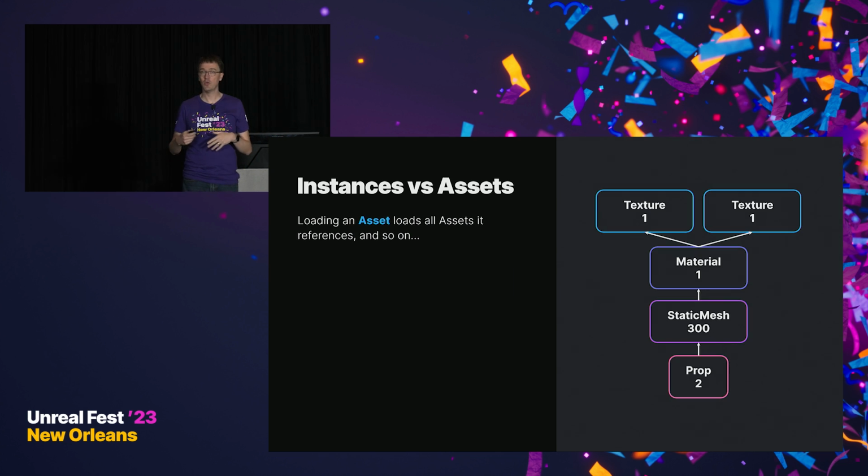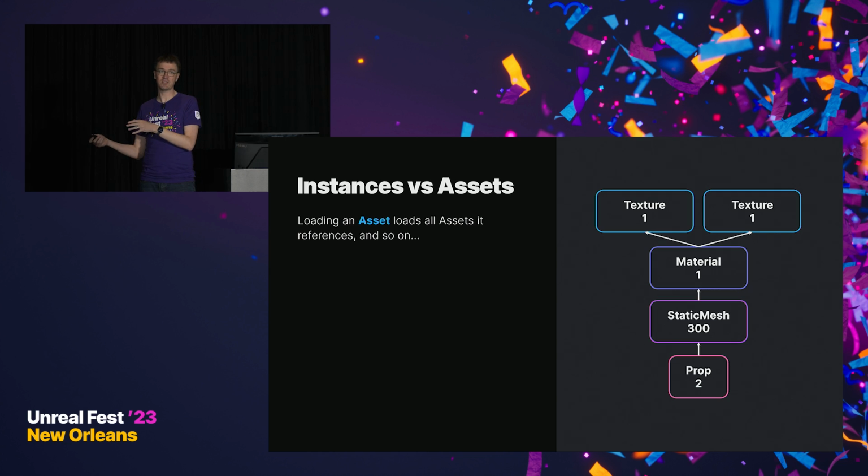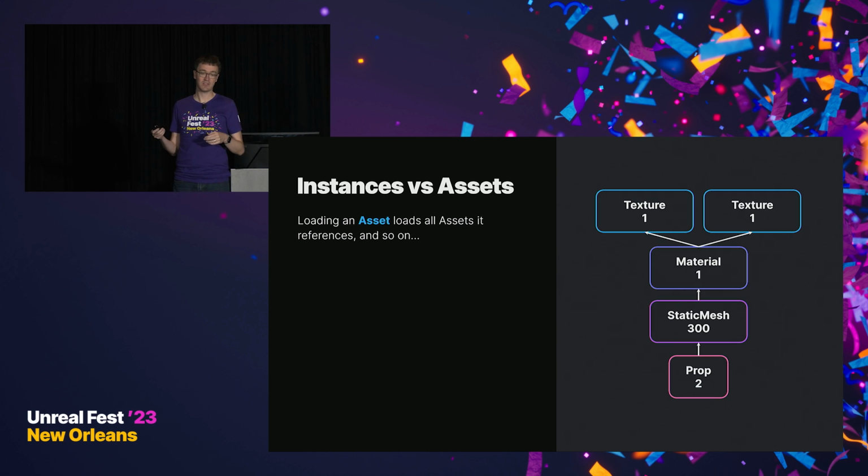And the way that assets get loaded in Unreal is sort of recursively. You might have a prop that references a mesh, the mesh might reference a material, the material might reference some textures, and that whole lot of things gets loaded as a result of that prop wanting to use that mesh.